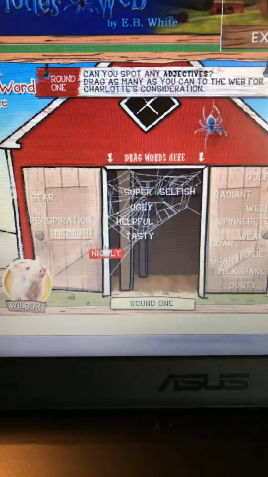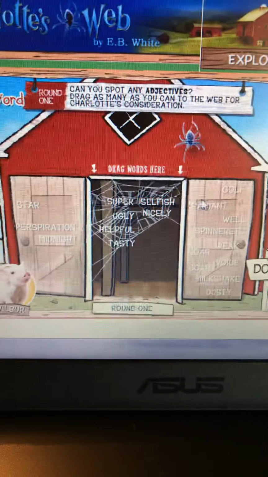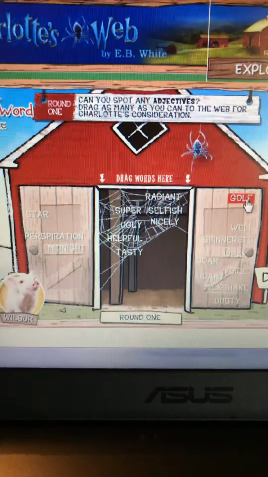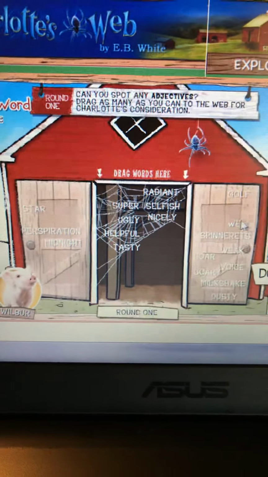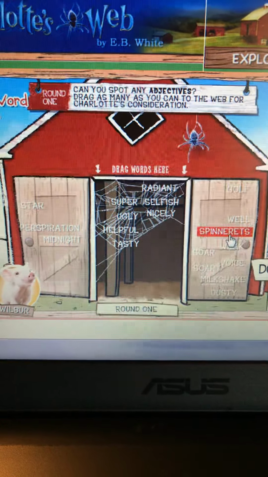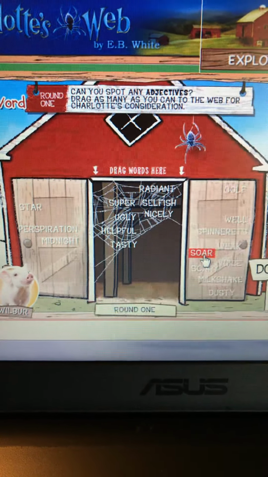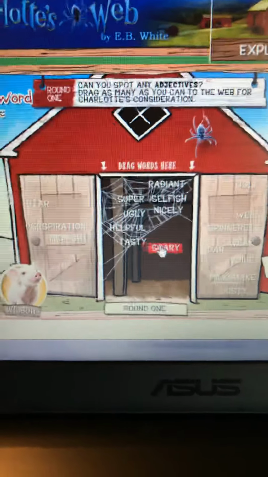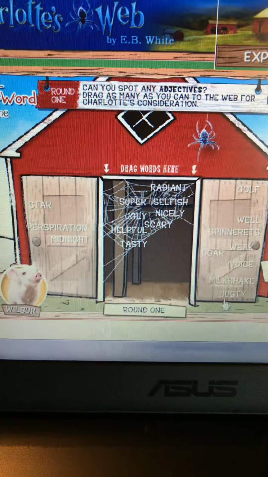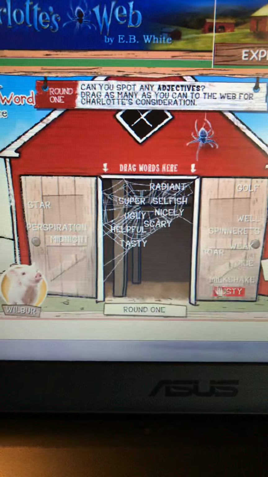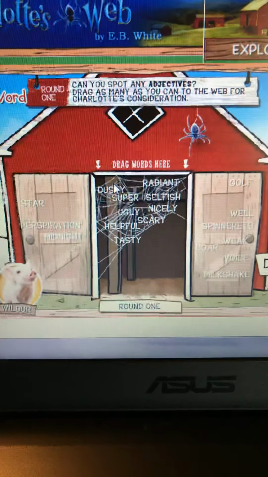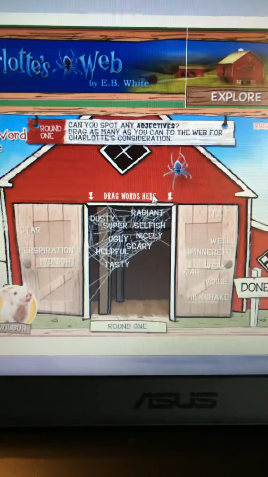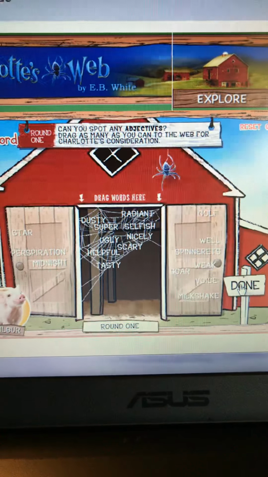And in just a minute I'm going to show you something. Radiant. If any of you read the book or watched the movie, you would know that radiant was a word to describe Wilbur. Golf. Well. Spinnerets. Sore. Weak. Voice. Scary. Milkshake and dusty. Alright, so I just chose several words that I think would be adjectives in here, and when you're finished, you click the sign that says done.